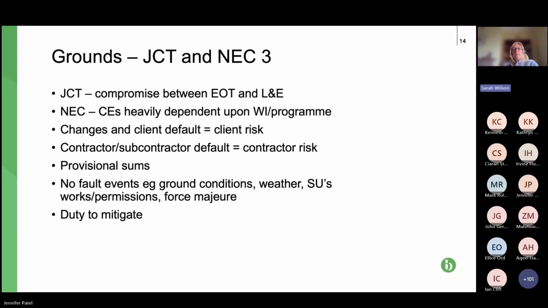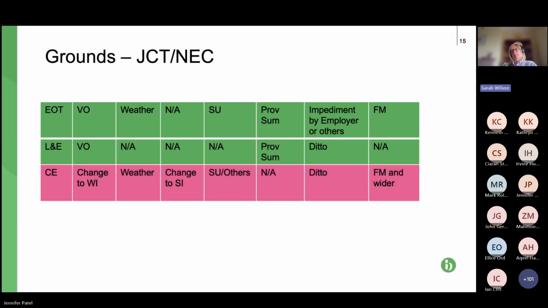So just bear in mind the duty to mitigate, the bottom point. And then if we can go on to the next slide, please. So this sets out how JCT deals with things as opposed to NEC. Pink is NEC, the bottom line. JCT is the top two lines. NEC has one line because, as we know, all we have is a CE.